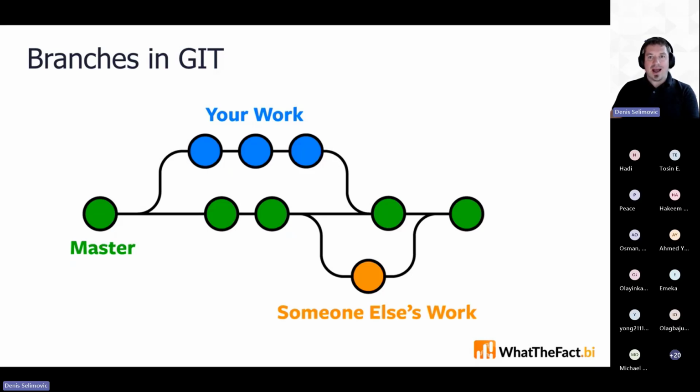Also, it is possible that other people start working at the same time. For example, let's say the orange guy started also working on something totally different, like creating calculation groups or something like this. So he also took the latest version of the master branch. Then he made a local copy of this branch, did another branch, implemented his changes, and at the end he also merged back into the main branch.